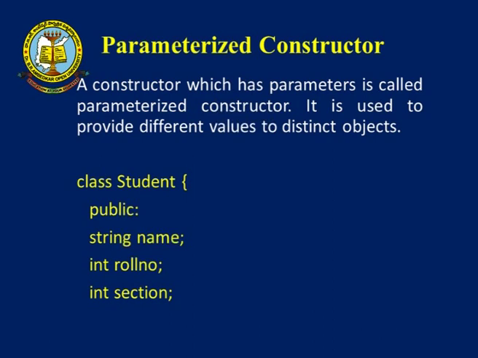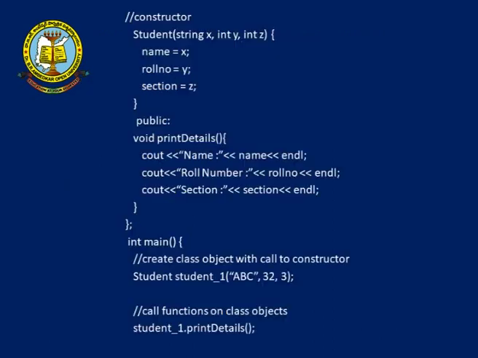That is again a Student class, with class as the keyword, and in the public section I am taking name, roll number, section. Here my constructor name is Student. For the Student constructor, I am passing three values: string x, integer y and integer z. Three parameters I am passing for a particular constructor. That constructor name is Student.